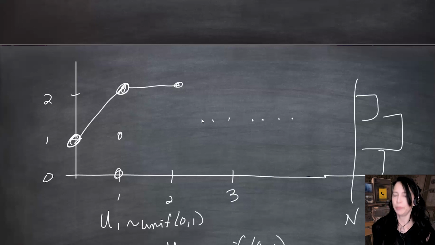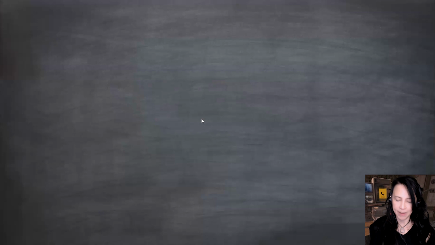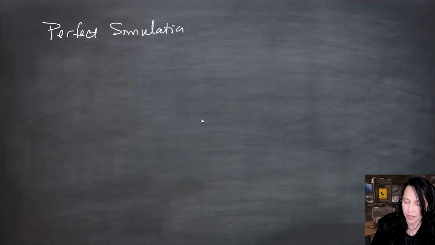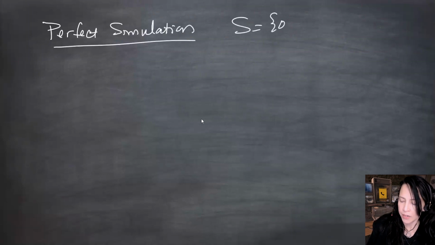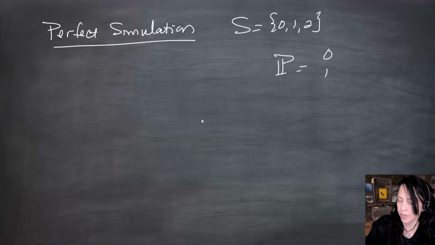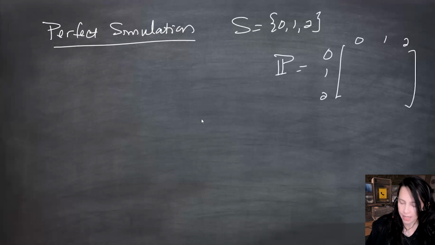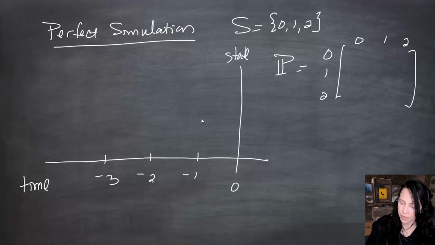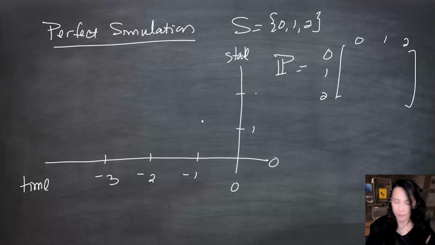So here's how you do this perfectly. You go backwards in time. So here is the perfect simulation of the same thing. I've got a state space, 0, 1, and 2. I have a probability transition matrix filled with probabilities. And you look in backwards time. So this is time. This is time 0, time -1, time -2, etc. And then this is your state space. So 0 or 1 or 2.